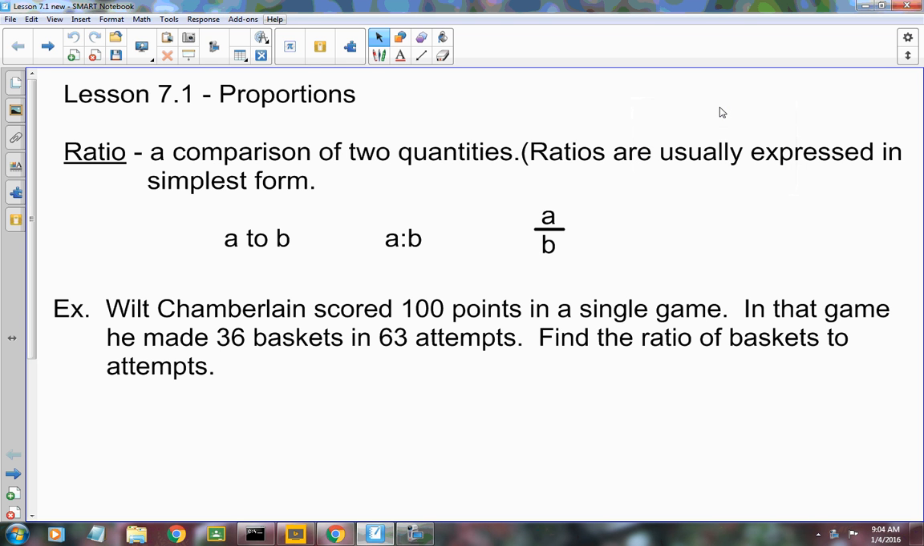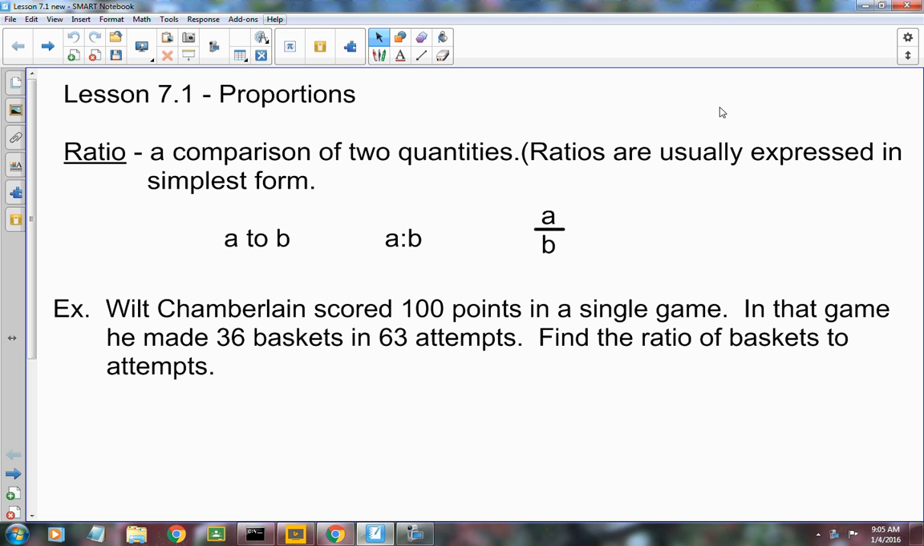We're starting chapter 7. Honestly, I think chapter 7 is relatively easy, especially today's lesson. Today's lesson is very easy. However, people tend to make careless errors. We're talking about ratios and proportions, and you've got to be careful how you set proportions up. You've got to set both sides up exactly the same way.